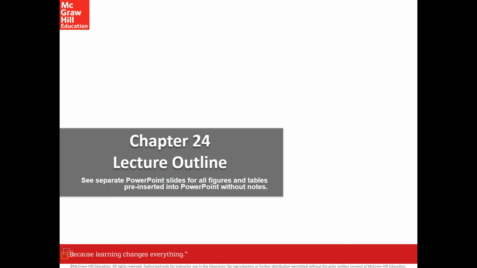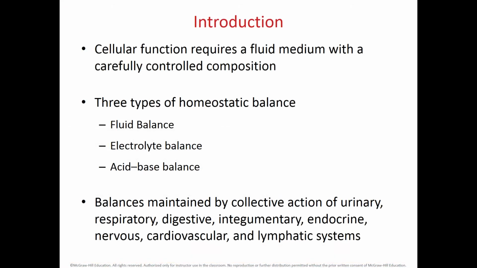Chapter 24 is about fluid, electrolytes, and acid-base balance. So our cells, in order to function properly, require a specific concentration of ions, including hydrogen, that are diluted within a fluid, which is water. And in order to maintain a careful composition of these three components, we have to have homeostatic mechanisms that help to maintain an equilibrium of fluids, which we know as fluid balance, also an equilibrium of electrolytes and an equilibrium of the hydrogen ions.